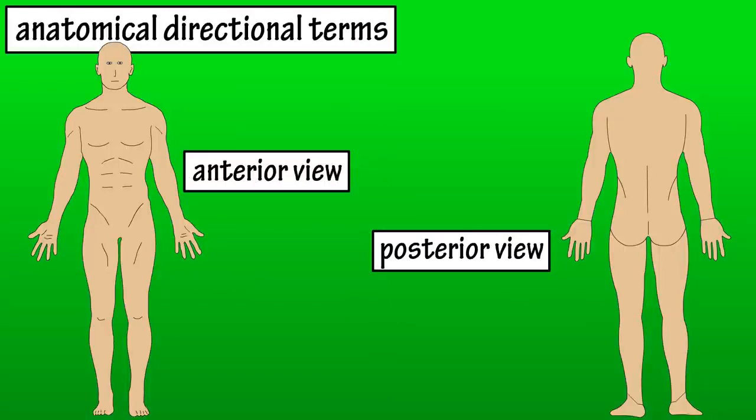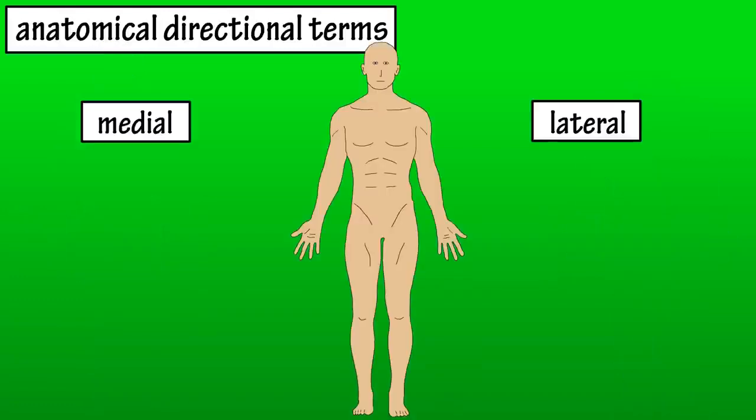Anterior and posterior can also be used to describe how you're looking at the body. While the body will always be referenced from the anatomical position, it can be viewed from an anterior view, meaning looking at the body from the front, and it can also be viewed from the posterior view, meaning looking at it from the back.